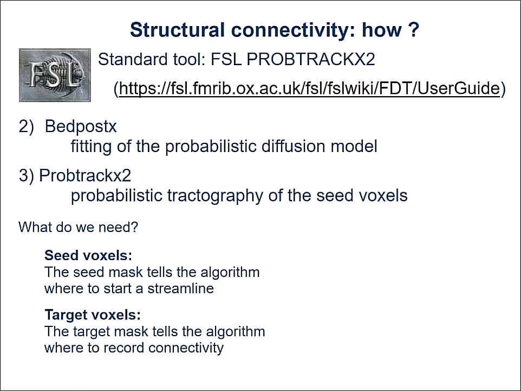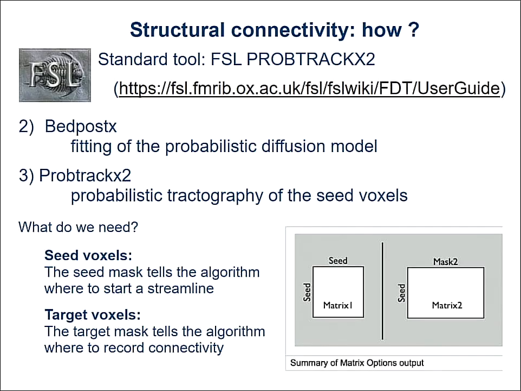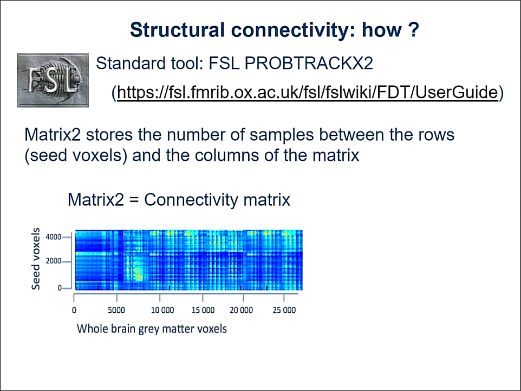There are different ways of defining the target mask. Some people choose only white matter voxels, other people choose the boundary between white and gray matter voxels. You can try different approaches. You also have to specify the type of output that you want from the ProbTrack function. Here what we want is a matrix of seed voxels by target voxels. This is called matrix 2 in FSL. This gives us the connectivity matrix that you will then input into a clustering algorithm.